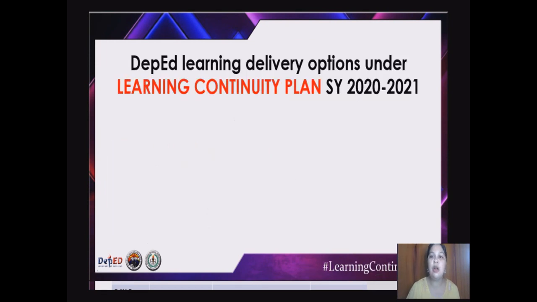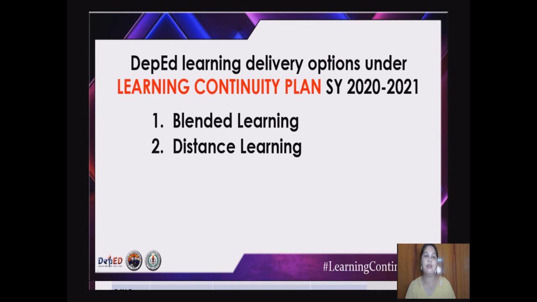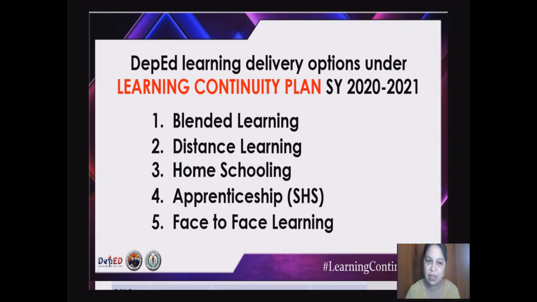DepEd Learning Delivery Options under Learning Continuity Plans, School Year 2021. So there are five modalities that we have. Number one, blended learning. Two, distance learning. Three, homeschooling. Four, apprenticeship for senior high school students only. And number five, face-to-face learning.